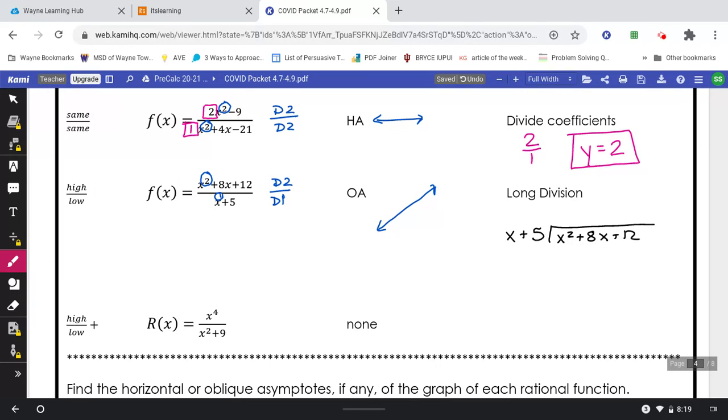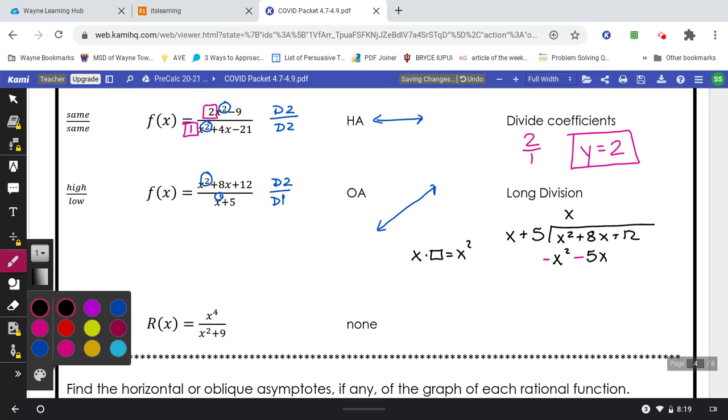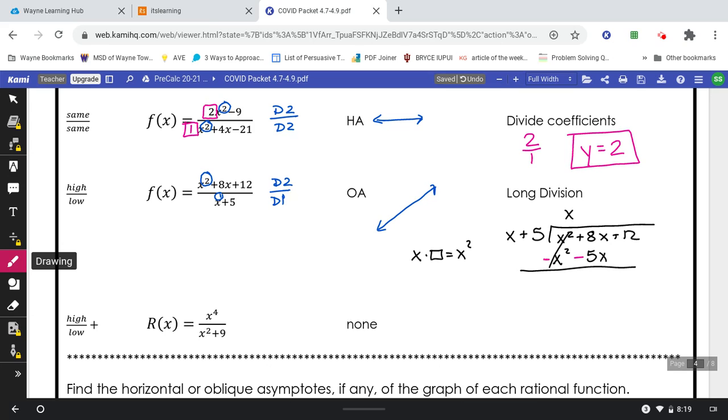So I'm going to ask myself, x times what gets me x squared? That would be x, put it at the top. Second step, multiply. X times x, x squared. X times 5, 5x. Change the signs. Cancel. That gives me 3x. And the last step, drop down the 12. Do the whole process again.